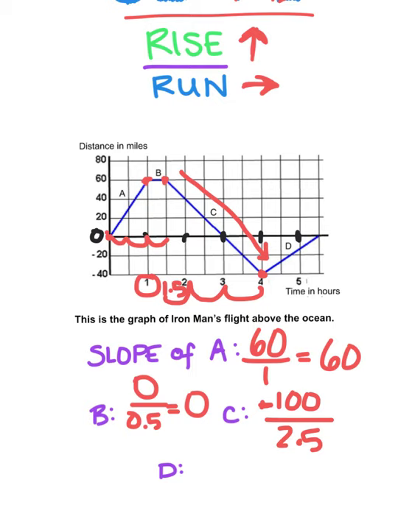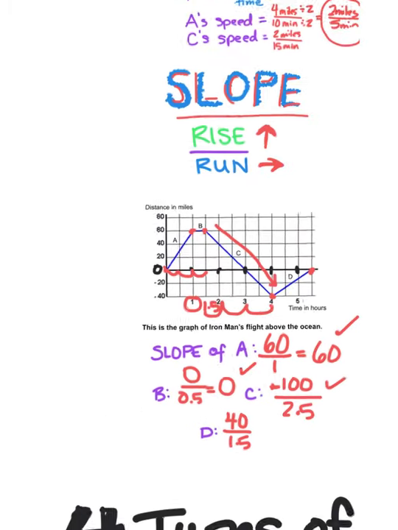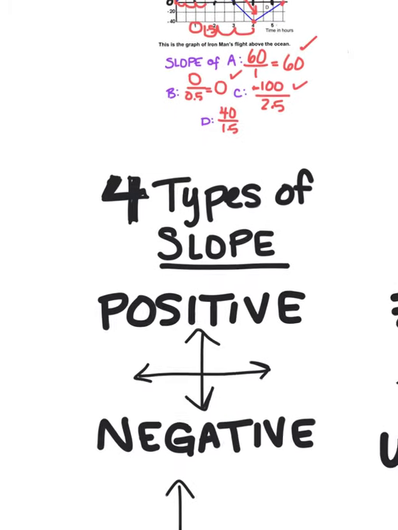And then in our last section, we're going up again. And it looks like we started at -40 and we went up to 0. And again, we're looking at the change. So that means that is 40. And it's over 1.5 hours. So each of these is a slope. And we should notice that we have a positive slope, we have a negative slope, and we even have a slope of 0. But there's actually 4 types of slope.